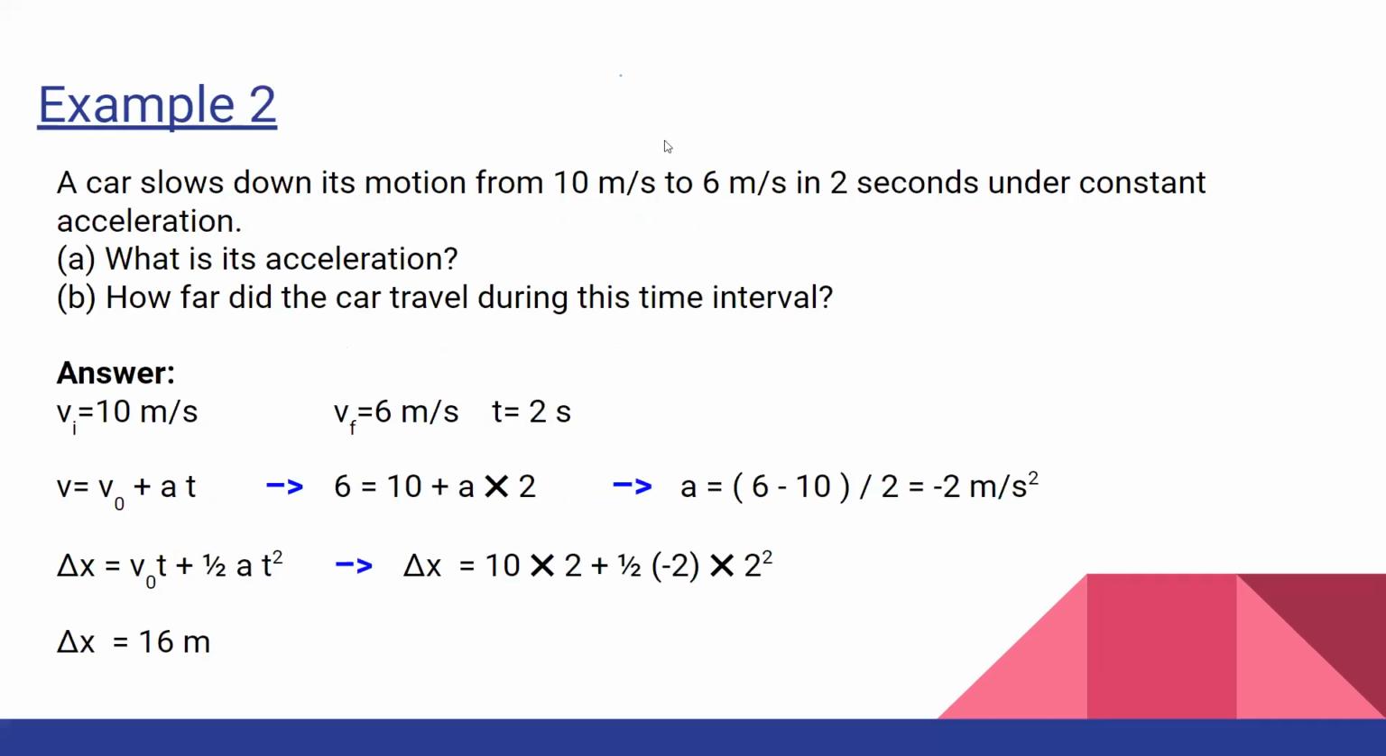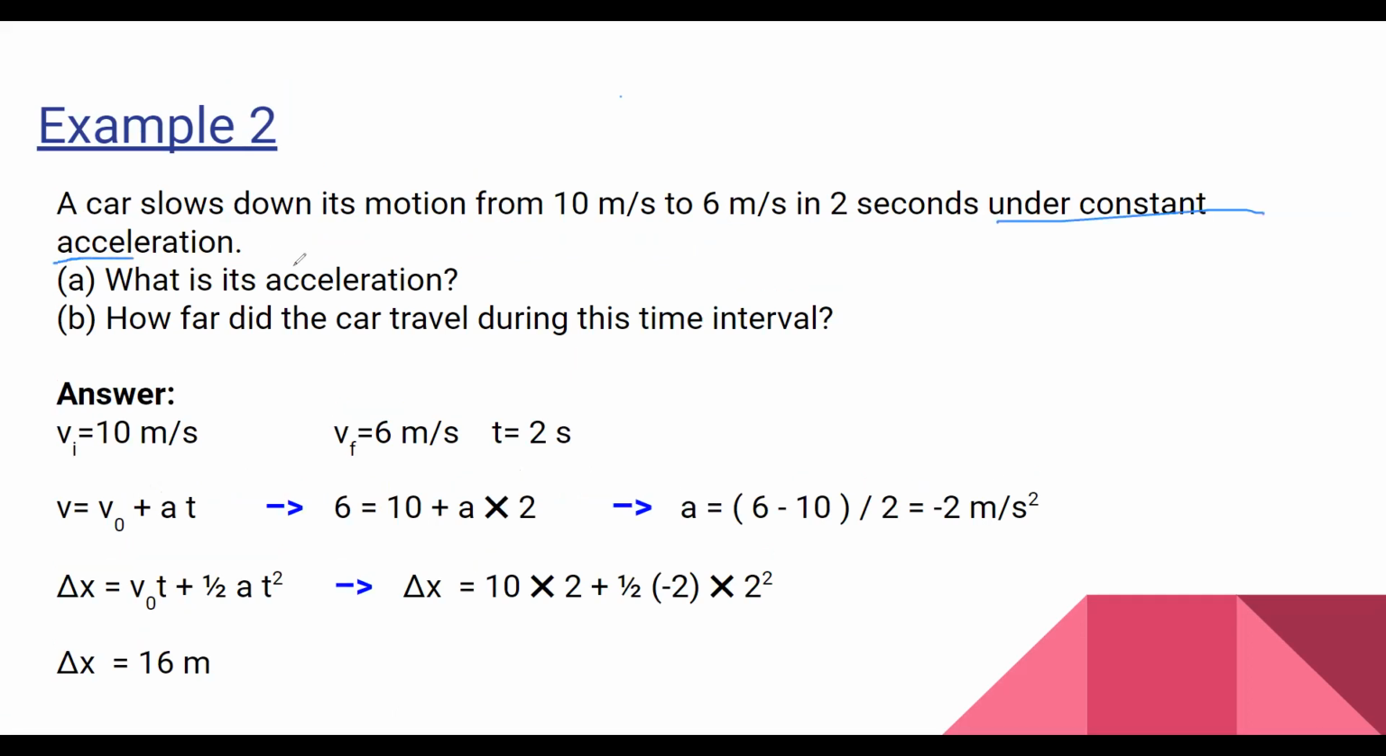Example 2. A car slows down its motion from 10 meters per second to 6 meters per second in 2 seconds under a constant acceleration. What is its acceleration, and how far did the car travel during this time interval? Since this is under constant acceleration, we can use our kinematic equations.